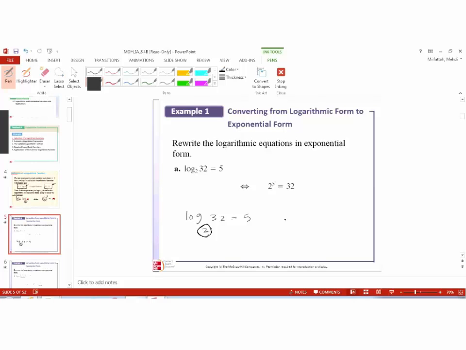So this is my base of the logarithm. So the base of my exponential must be 2 then, to the power of 5, must be equal to the argument. Remember, the argument is equal to 32. That's the argument, 32. Equal to 32.